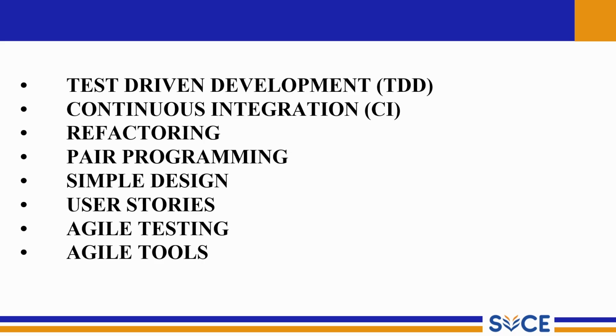And the next one is refactoring. Refactoring is the practice of improving the structure of existing code without changing its behavior. It keeps the code clean, readable, and easy to modify in the future. The next one is pair programming. In pair programming, two developers work together at one workstation. One writes the code while the other reviews it in real time. This improves code quality and encourages knowledge sharing.